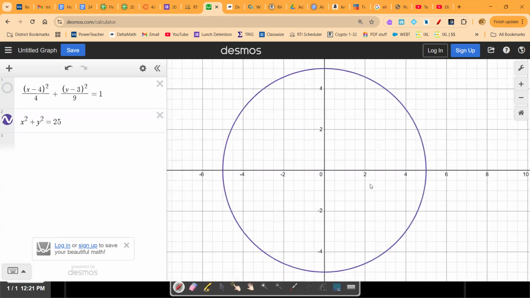A circle, more specifically, a circle with a radius of what? Tell me that you remember your vocabulary from geometry. What's the radius of a circle? The radius is from the center to any point on the circle. So 5 in this case, right? You okay? Can you see that?